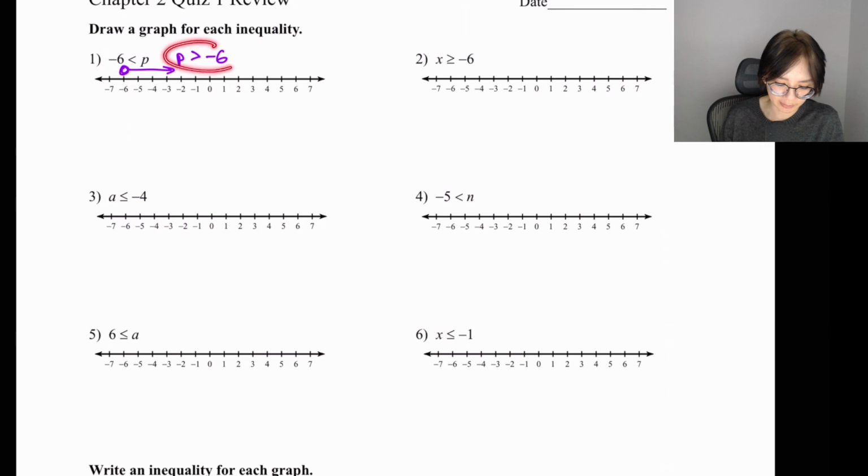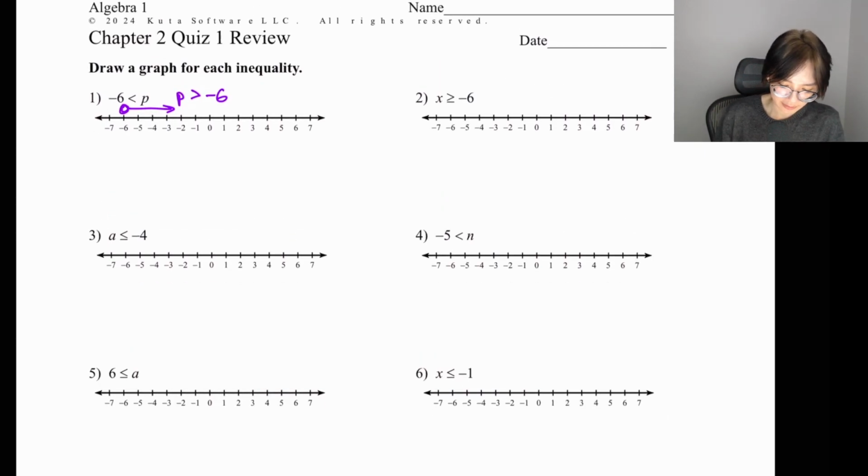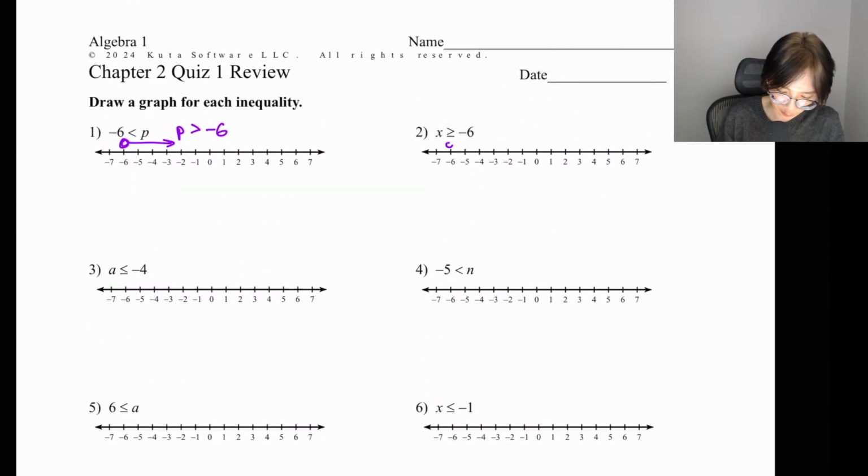Or if you rewrite it like this, P is on the left side, what we're graphing is on the left side, because if you treat this like an arrow, it is pointing this way. So, 2 different ways, 2 different tricks. X is greater than or equal to -6. We're starting at -6. Is it open or closed?